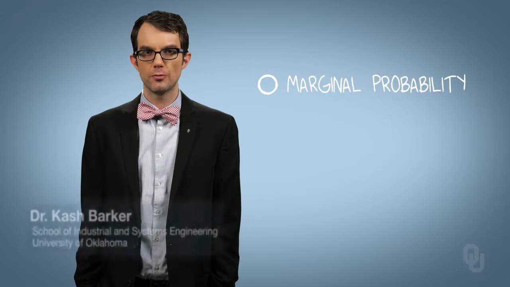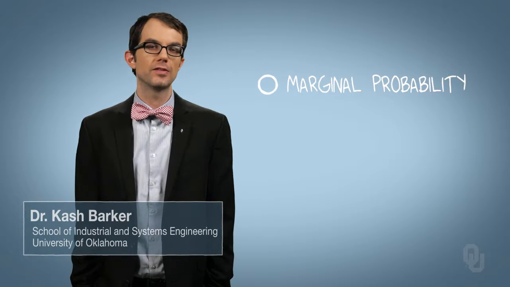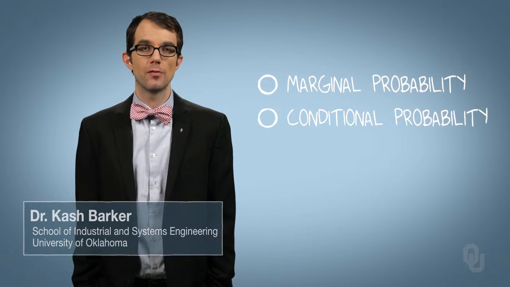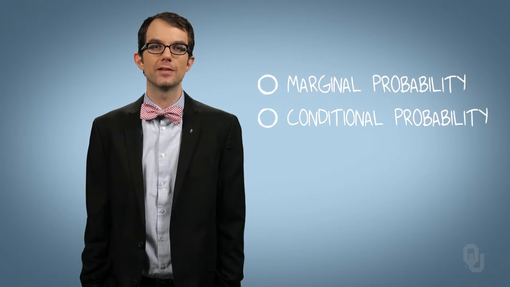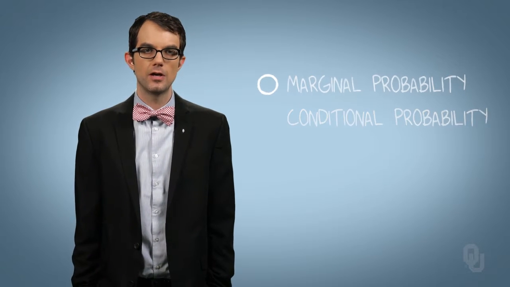We've discussed marginal probability, or the probability of a single event, and conditional probability, or the probability of an event given that another event occurs. We'll now use some rules of set theory to create new events from given events. The first operator we'll discuss is the intersection of events, denoted with an upside-down U.